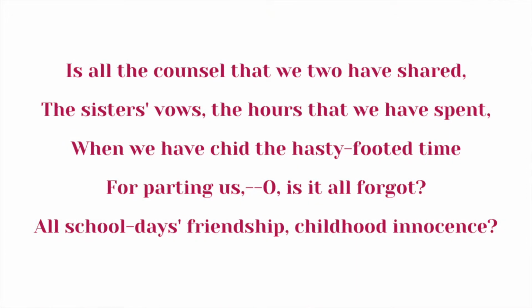Now when she starts to talk about all the counsel that we two have shared, she's introducing new information here. She's talking about how they grew up together. And she's saying, have you forgotten everything that we did together? This section is actually really important because it's what the whole monologue is about: Hermia and Helena were friends growing up, and now Hermia's kind of betraying her, or that's how she's seeing it.